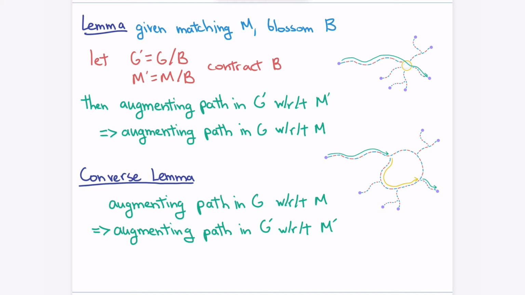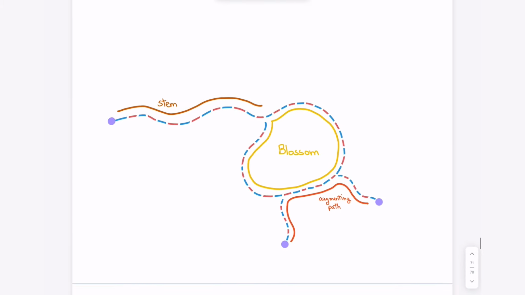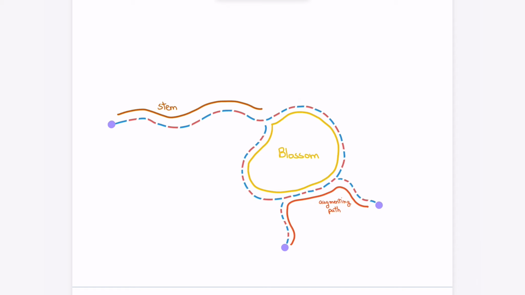And vice versa, you want to make sure that if you have an augmenting path in the original graph, when you shrink the blossom, you still have an augmenting path. Now, this one would normally require a little more care because there are some weird things that can happen. For example, let's say this is our blossom and you're looking at this augmenting path here. If you shrink, this will no longer be an augmenting path because it's going in on blue and leaving on blue.